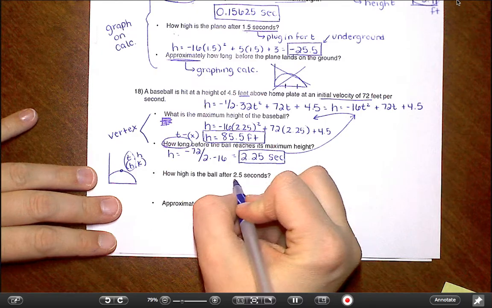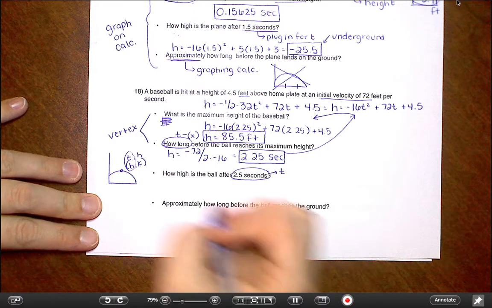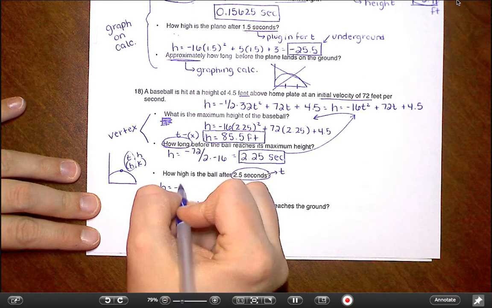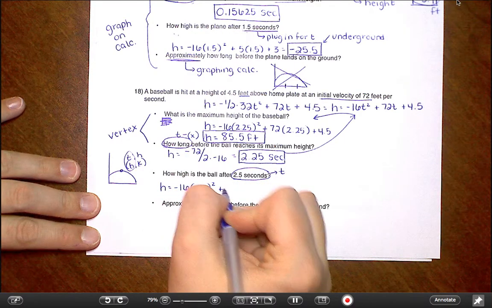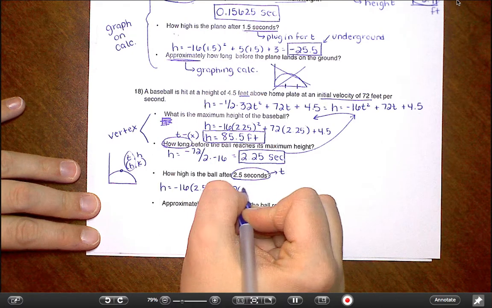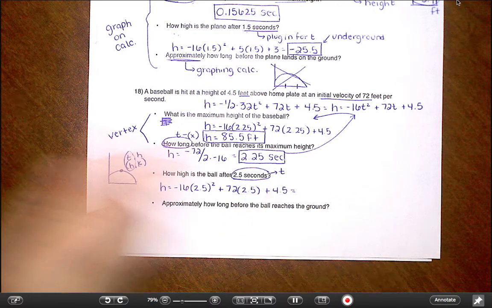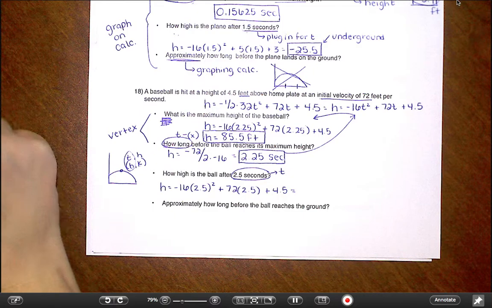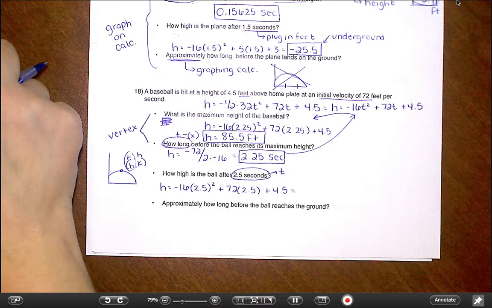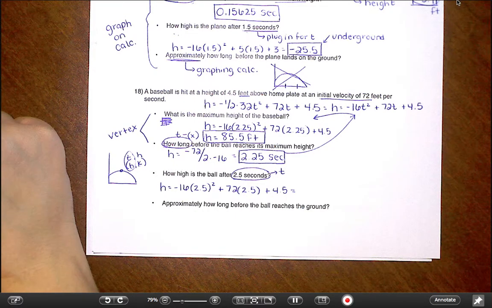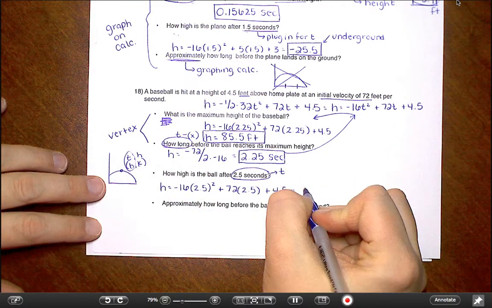So again, to do this, 2.5 seconds, that's my t. So I'm going to go into the equation, and I'm going to say h equals negative 16 times 2.5 squared plus 72 times 2.5 plus 4.5. Okay, and I get 84.5.